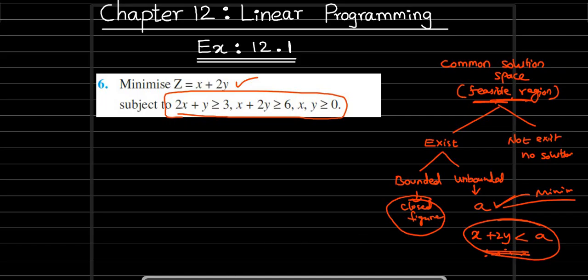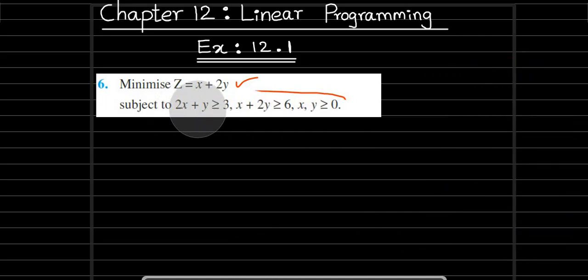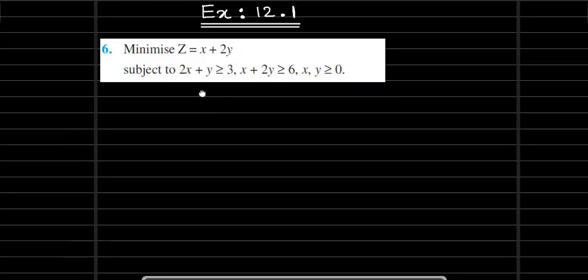Now let's start doing the sum. What is the first thing we are going to do? We are going to identify the common solution space for all four inequalities. To identify it, first we need to convert the given inequalities into equations. To draw the equation in the graph, a minimum of 2 points is required. So 2x plus y equal to 3.